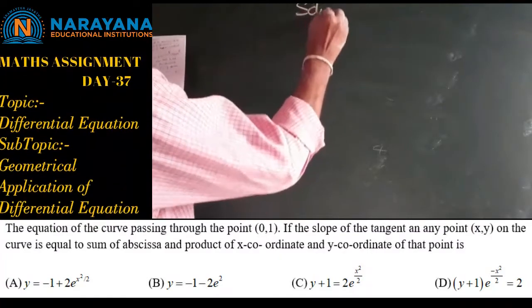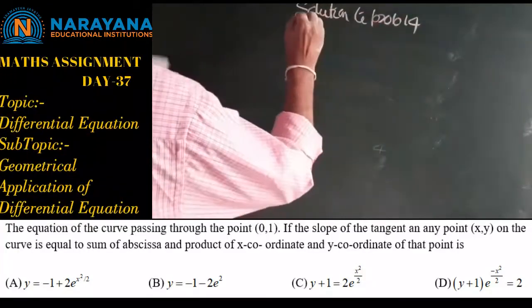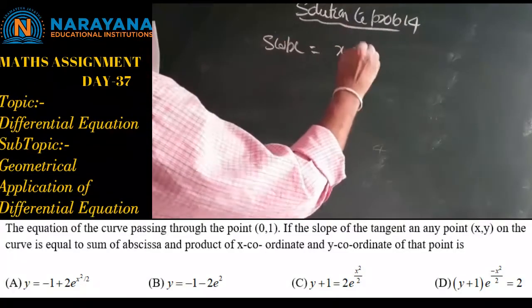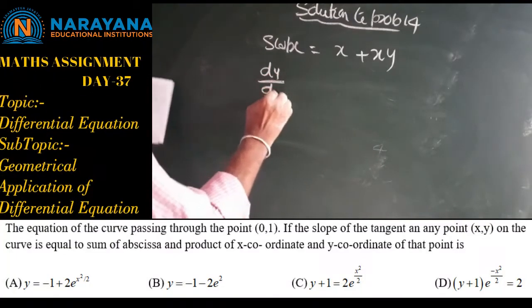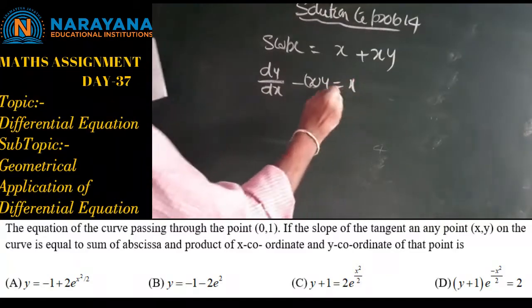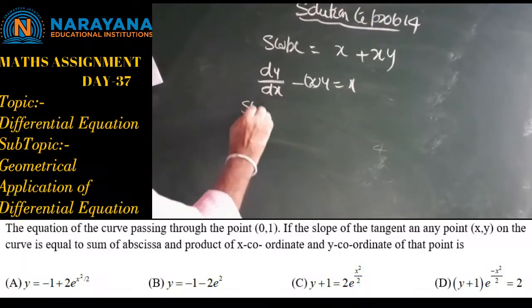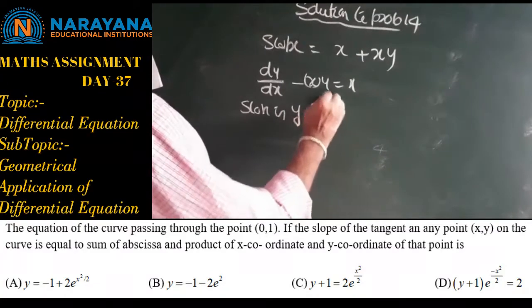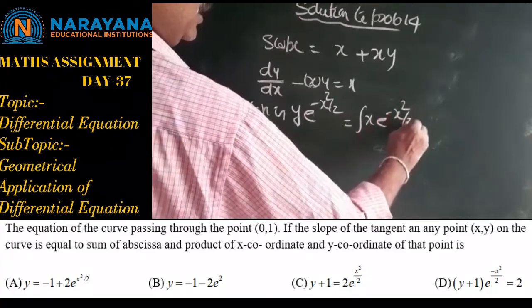Solution to problem number 14. Given slope equal to sum of abscissa plus product of abscissa and ordinate. Slope is given by dy by dx, so dy by dx minus x into y is equal to x. This is linear differential equation. Integrating factor is given by e power minus x square by 2. So solution is given by y into e power minus x square by 2 is equal to integral x into e power minus x square by 2 dx.